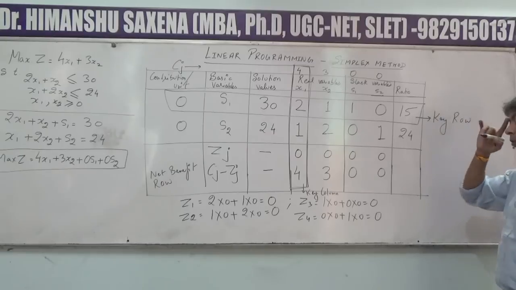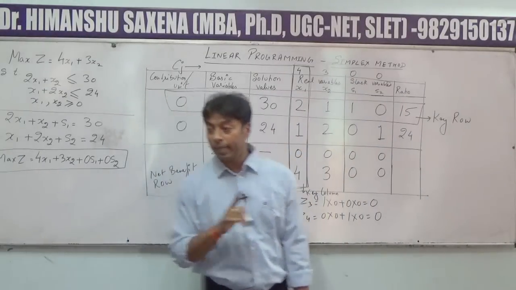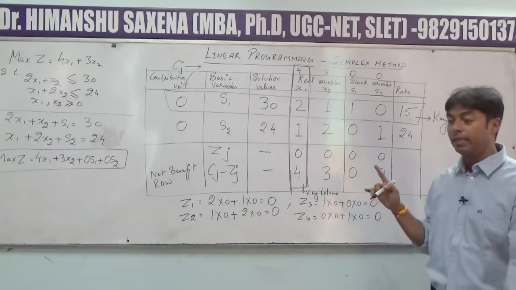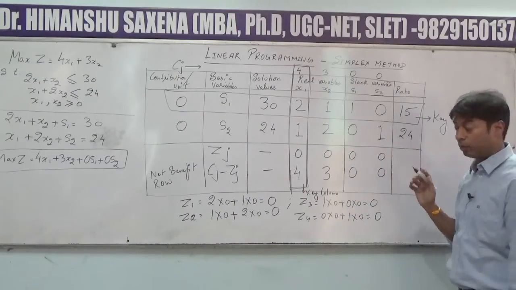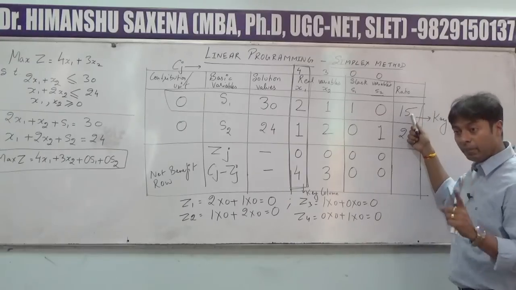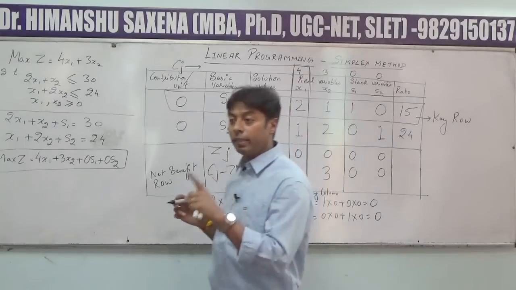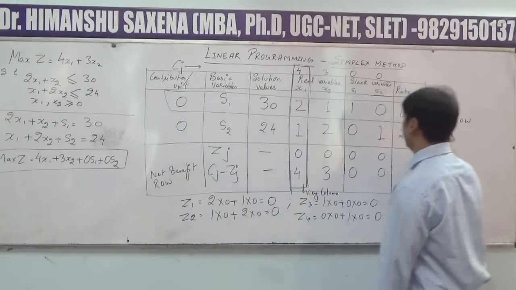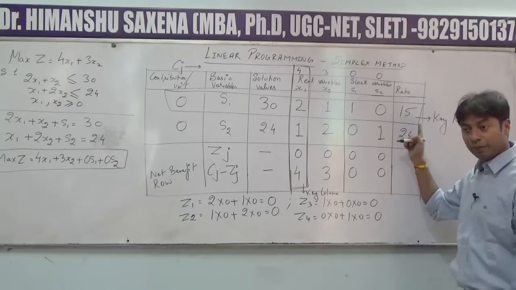So remember, you have to take the lowest value, and it has to be a non-negative value. You can never select any negative value, right? So ignoring all the negative values, you have to select the minimum value. That minimum value will represent the key row, and it has to be highlighted in this manner. So you'll have key row equal to 15.